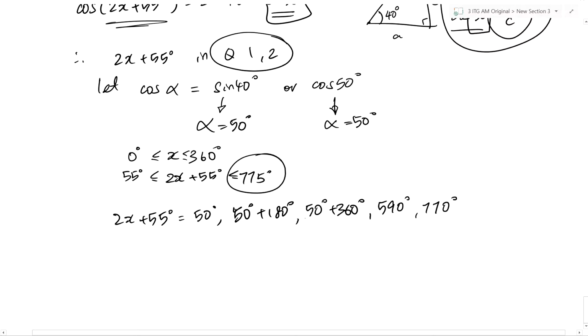So I've got 1, 2, 3, 4, 5 answers, but I know that this is going to be rejected eventually. So next, 50 minus 55 is negative 5, over 2 degrees, so I reject this. That's the first one. So the next one you can evaluate yourself already. Okay? Any questions?